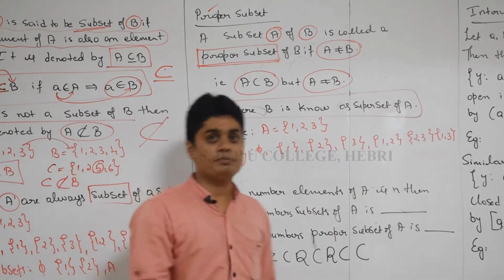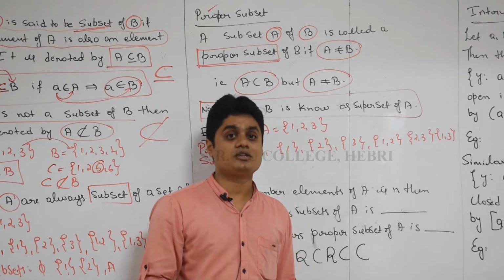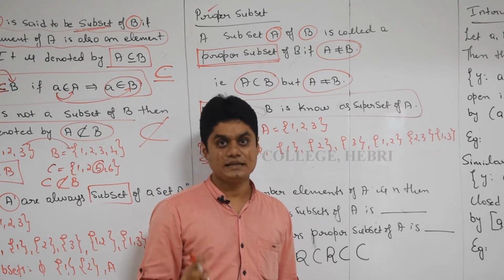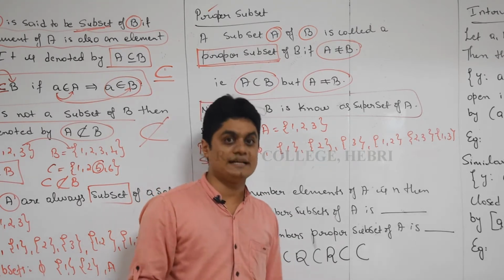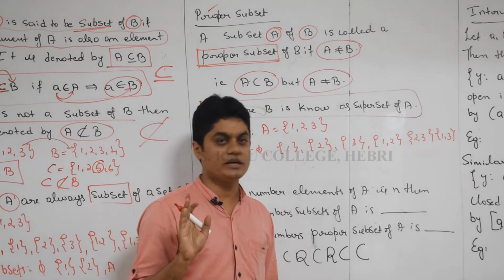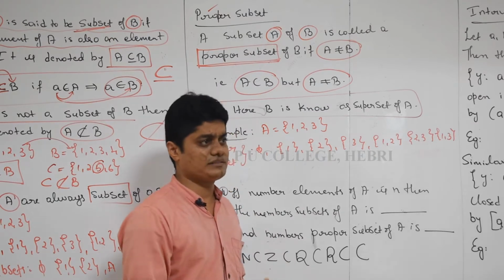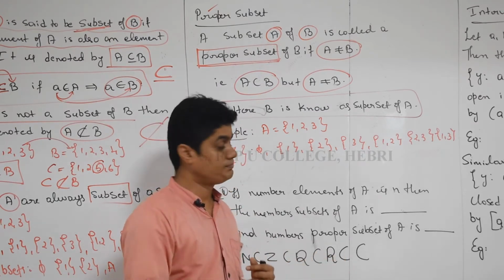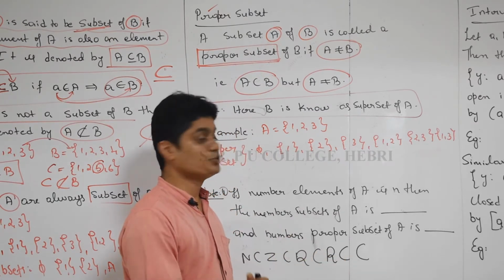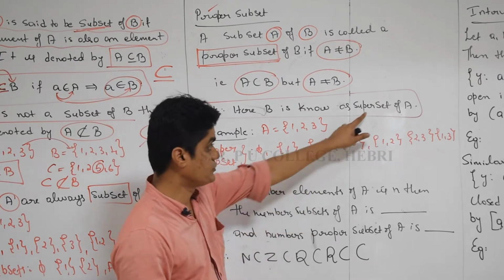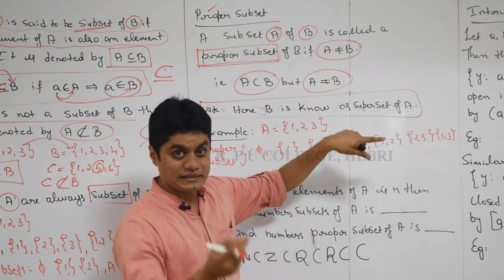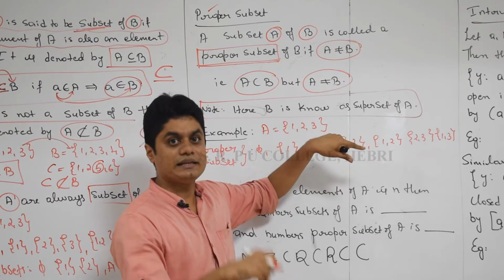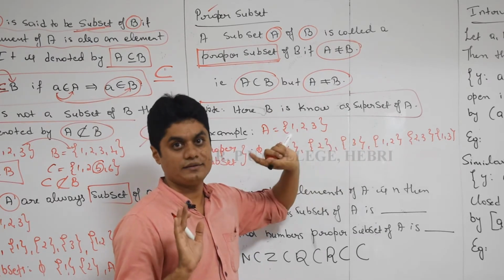If A is a proper subset of B, then B is called superset of A. I'll repeat, if A is a proper subset of B, then B is known as superset of A. Okay, you may get in 1 mark section, write the subset and proper subset and superset of the set. Then don't confuse with this word superset. If A is a subset of B or the proper subset of B, then B is known as superset of A. Clear?